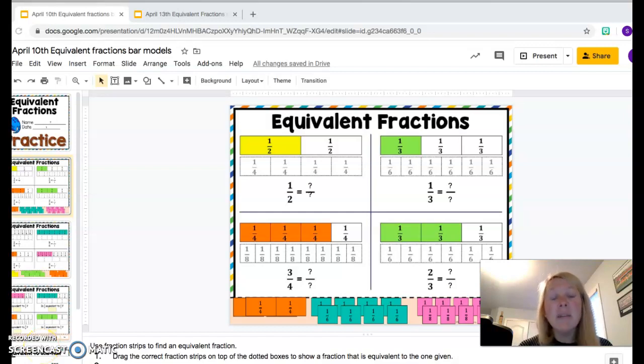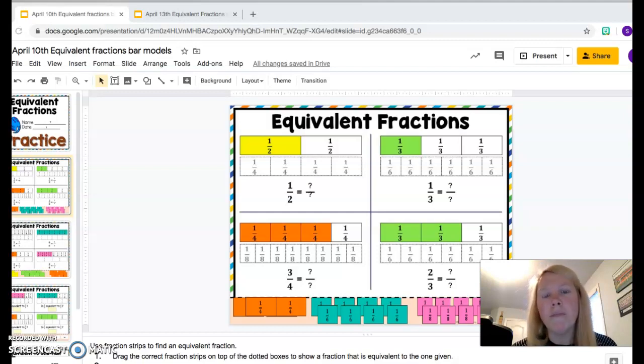Hey guys, I wanted to get on here really quick and talk about Friday's assignment on equivalent fractions, because two things kept popping up when I was checking and grading your work. First one is, where are the directions? And the second was, what do you mean by equivalent fractions? Well, let's start with the second question.